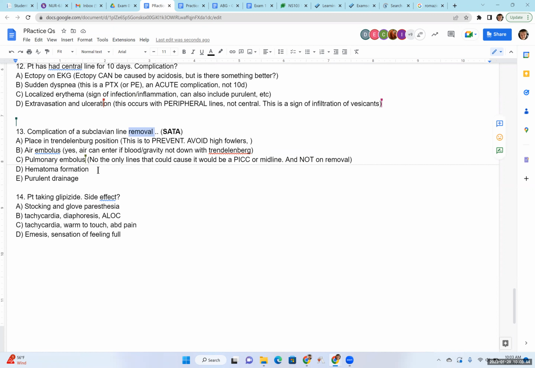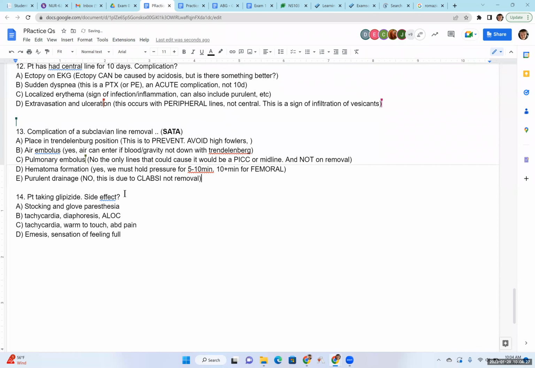Hematoma formation, is that a complication? Yes. We must hold pressure for how long? 5 to 10 minutes, 10 plus minutes, I should say, for a femoral. So this could say femoral line insertion, and hematoma is still accurate. If it's a femoral line, are you at risk for air embolus? No. And purulent drainage, is that a complication of removal? No, this is due to collapsing, not removal.